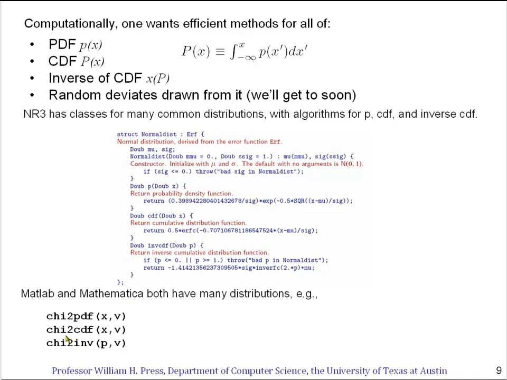MATLAB, for example, has functions called, here's just one example, chi-squared PDF, that's the PDF, chi-squared CDF, that's the CDF, and chi-squared inv, which is the inverse of the CDF.